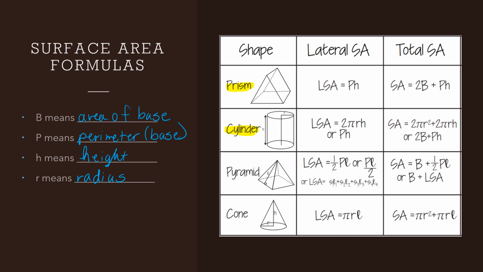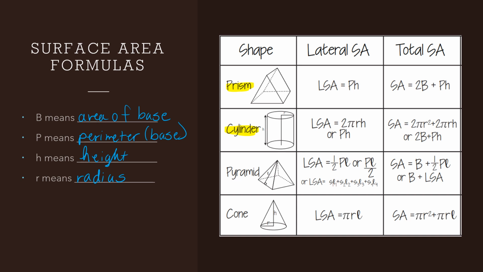So that's what all the different letters mean in the formula. So prism, like I said, the lateral area is your perimeter of your base times your height. And then the surface area will be your lateral plus two areas of your base, because there are two bases in a prism.